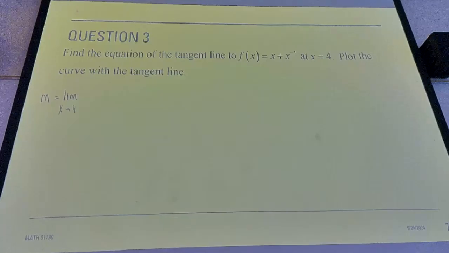Limit as x approaches 4 of f of x minus, what's f of 4? What is it? 4.25. Yes, no decimal though. Give it to me as an improper fraction.